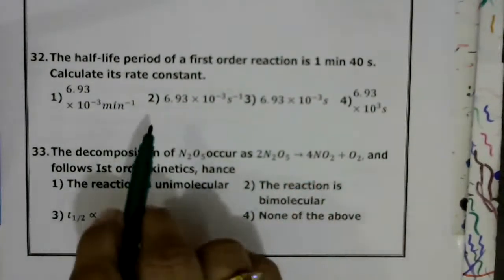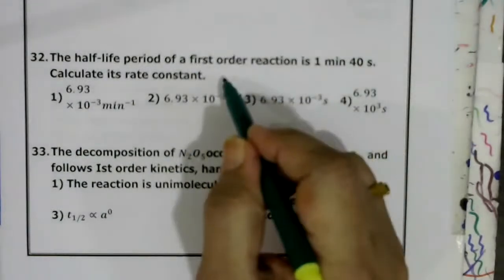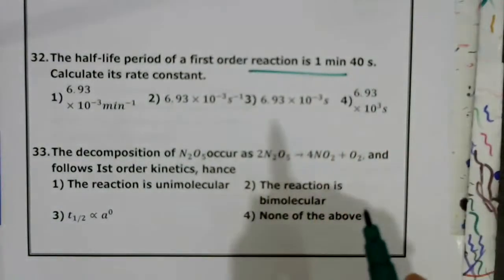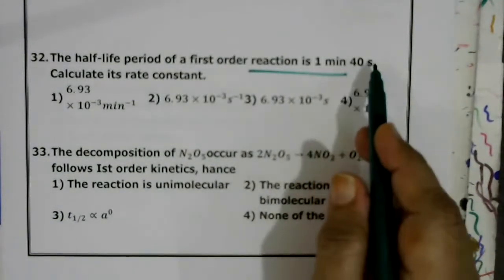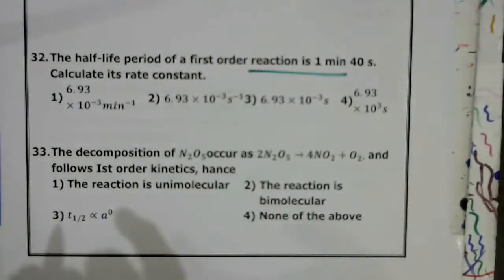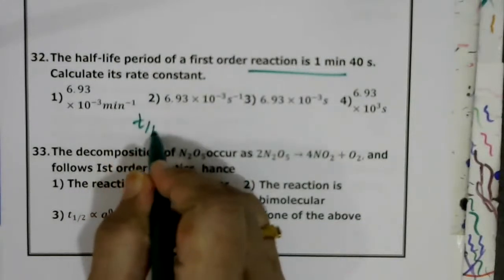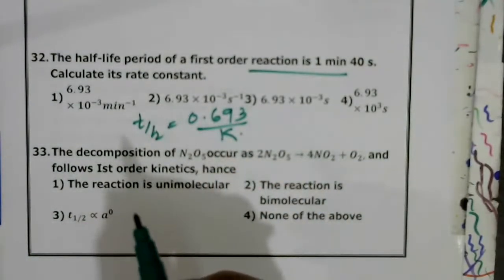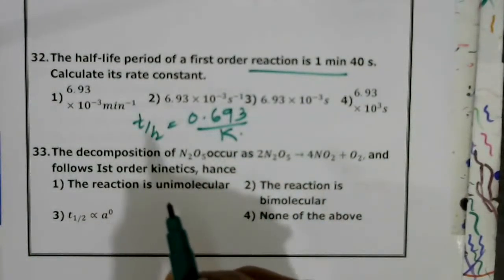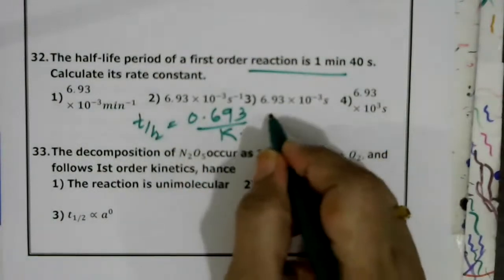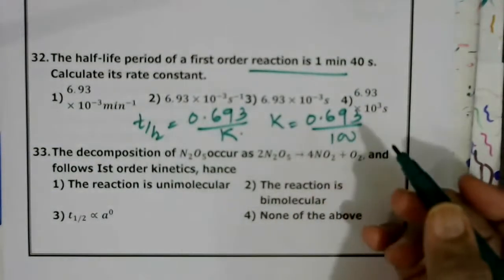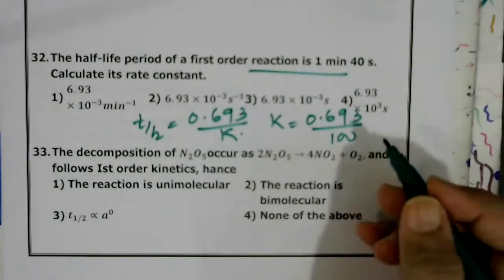Question number 32. The half-life period of a first order reaction is 1 minute 40 seconds. Calculate its rate constant. T half is equal to 0.693 divided by K. Or we can write K is equal to 0.693 divided by 100. Divided by 100 means 6.93 into 10 raised to minus 2.